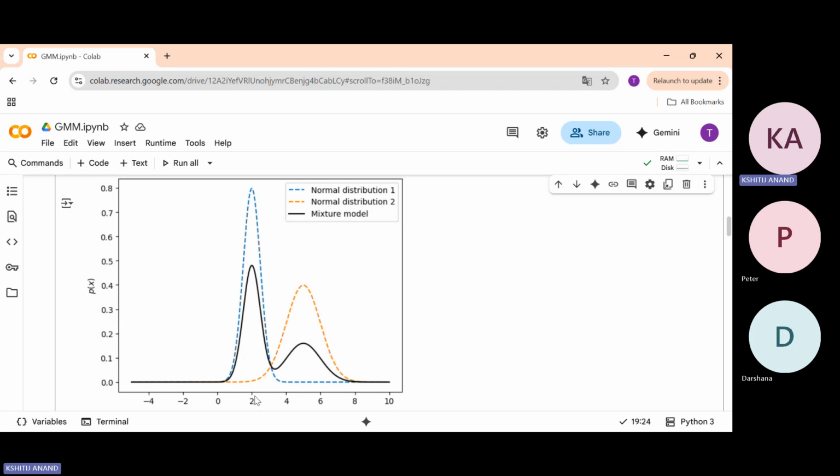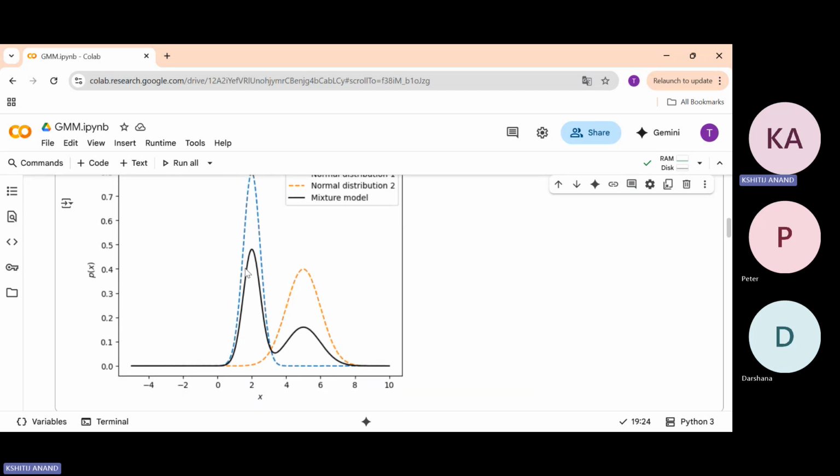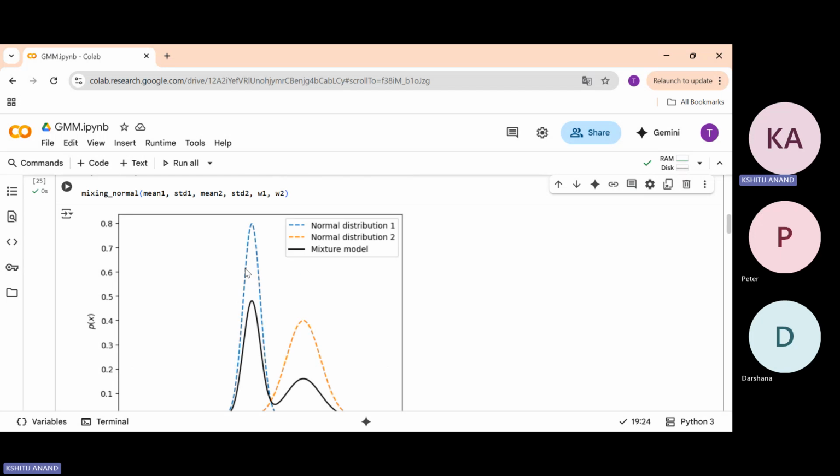This point 2 on the x-axis has a probability density of 0.8 according to the first normal distribution, and around 0 probability density according to the second normal distribution, which is this one. But if you look at the mixed probability distribution, this point 2 has around 0.5 probability density. So this is how mixing happens. We are mixing different normal distributions to generate a mixed distribution, a mixed model.